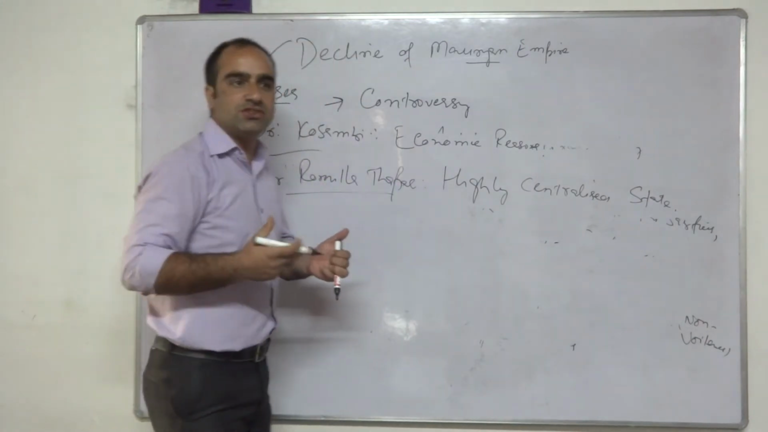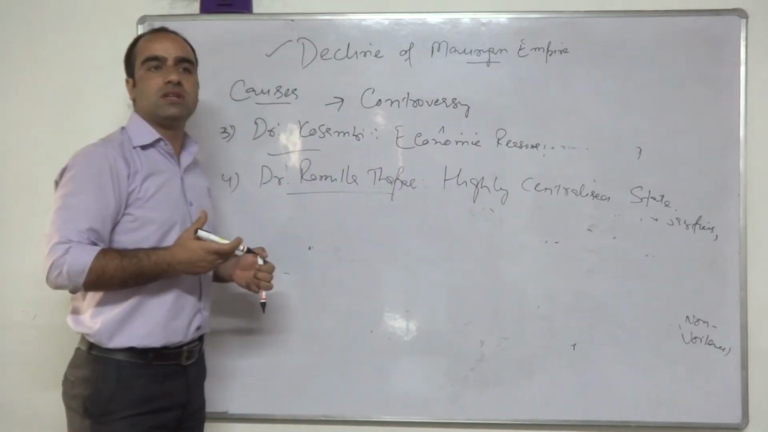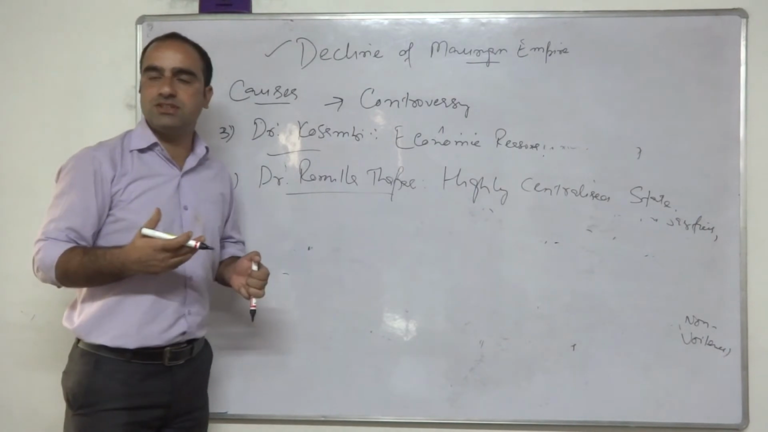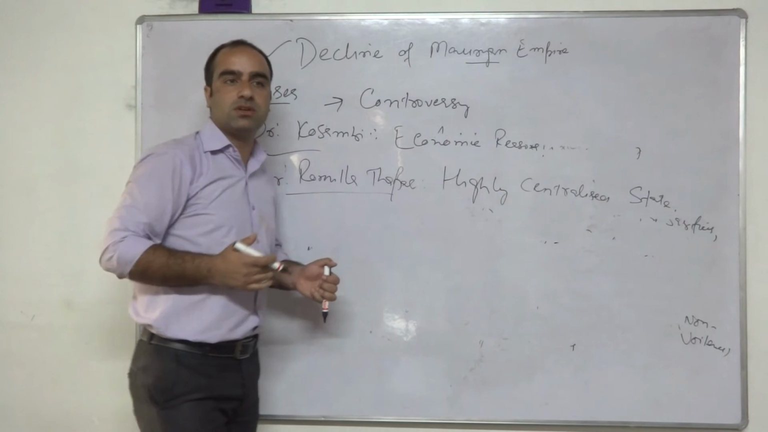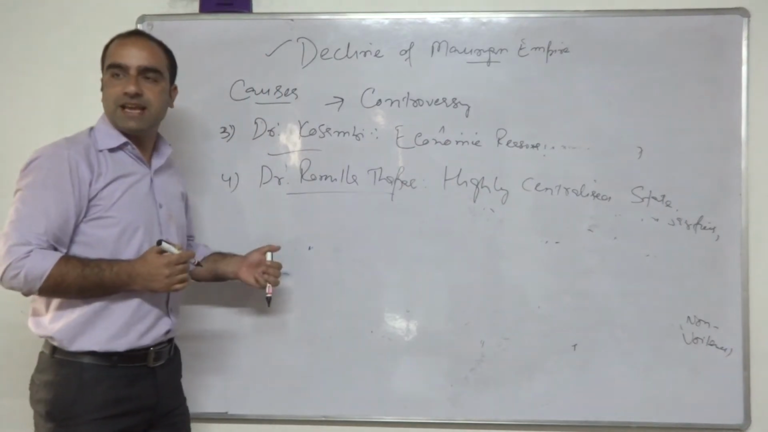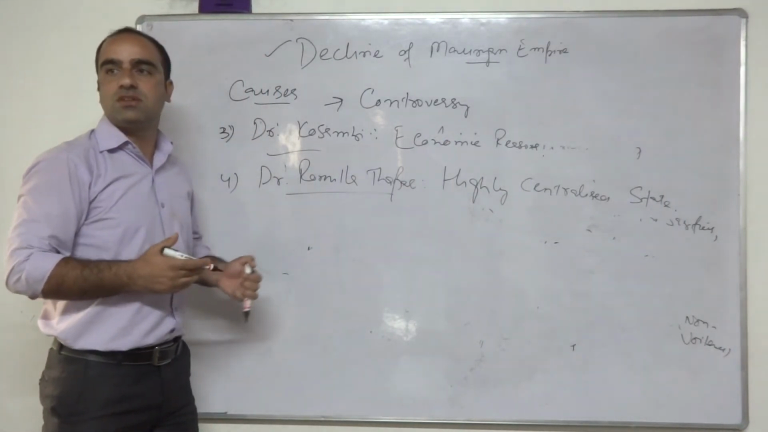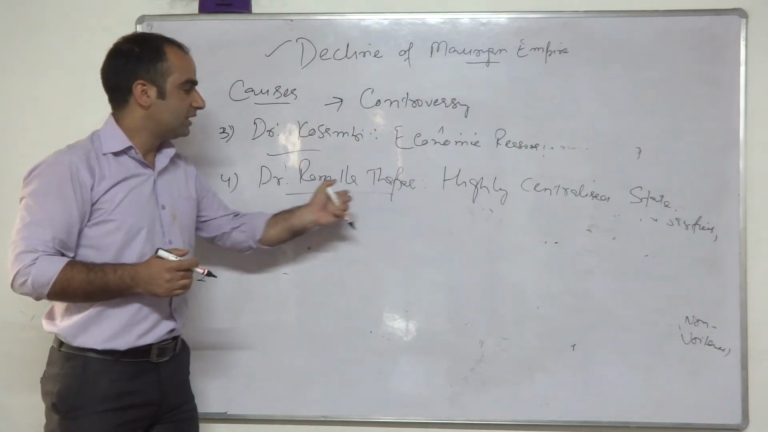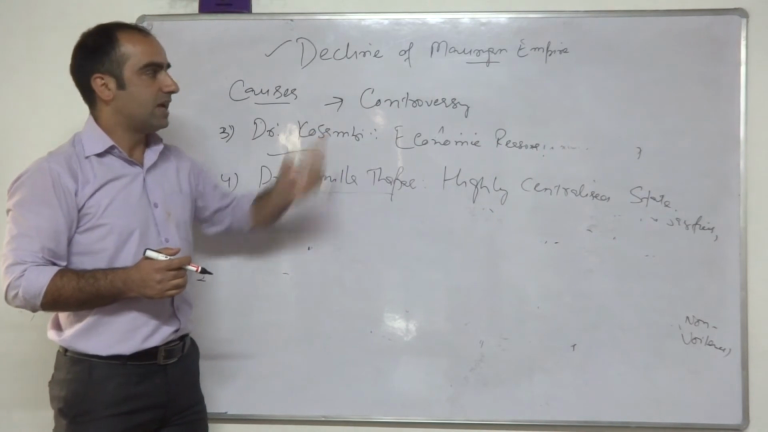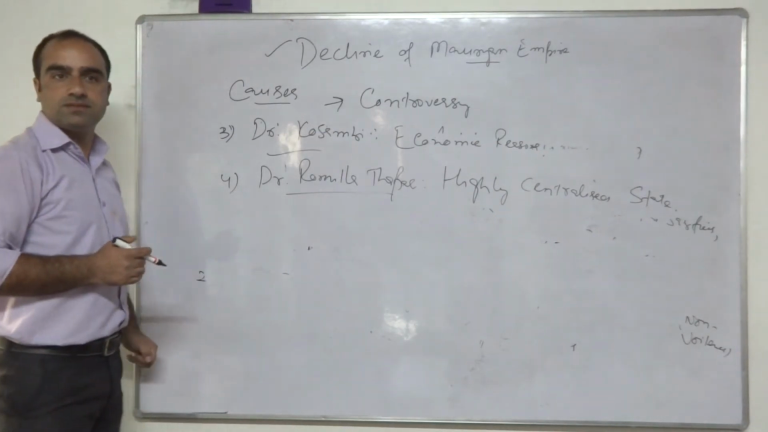So few persons enjoyed the power, and there was not any concept of decentralization or any concept of national consciousness, as Dr. Romila Thapar puts it. She is saying that there was no kind of national consciousness among the people during those times, which was a negative factor as far as the decline of the Mauryan Empire was concerned.